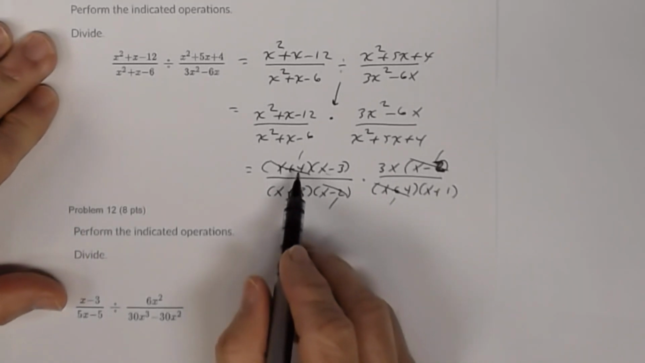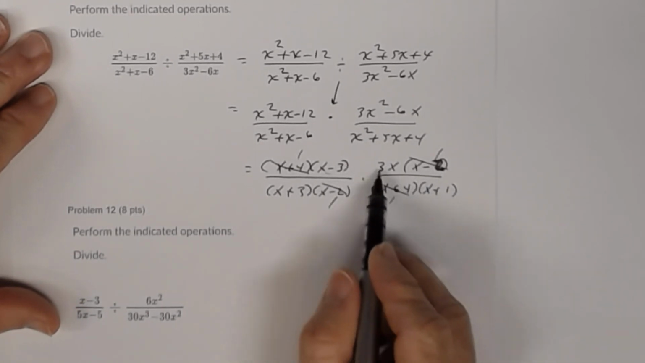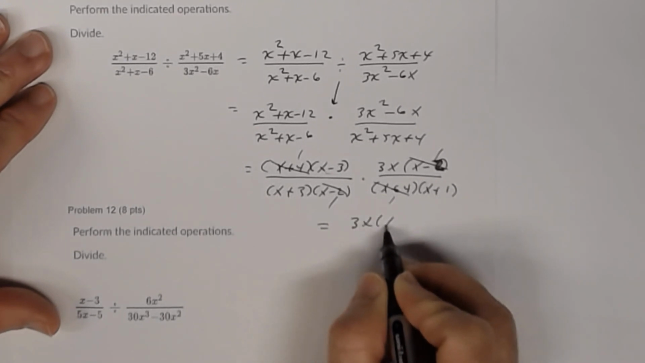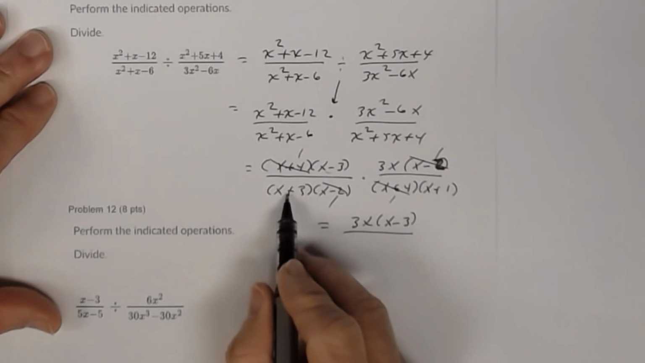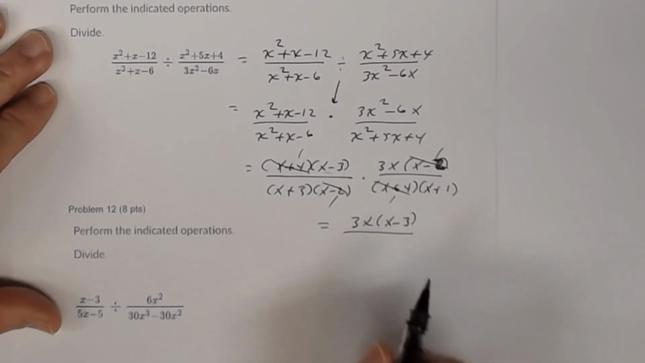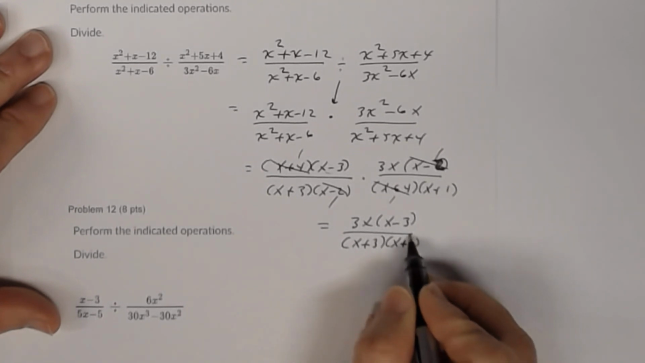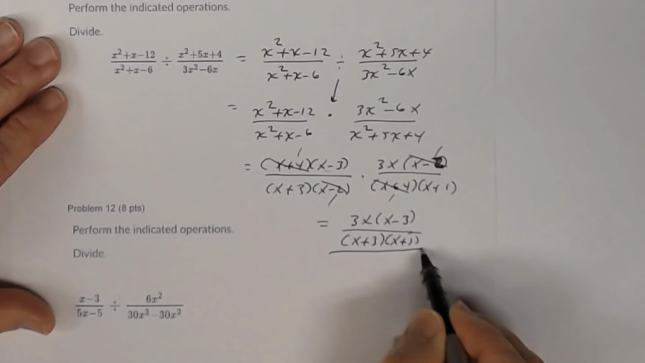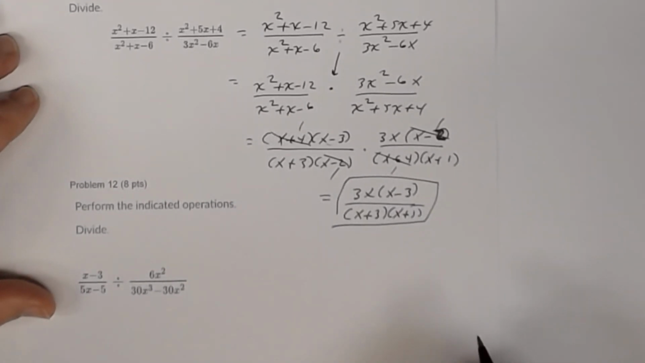All right, so therefore the answer is going to be 1 times x minus 3 times 3x times 1. And always put the monomial factors first. So it'll be 3x times x minus 3 divided by x plus 3 times x plus 1. And leave it in factored form. If you multiply it out and you make an error, you're not going to get full credit. So leave it in factored form. All right, so that's number 11.